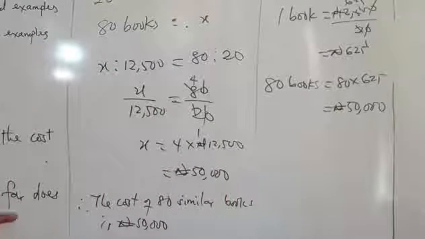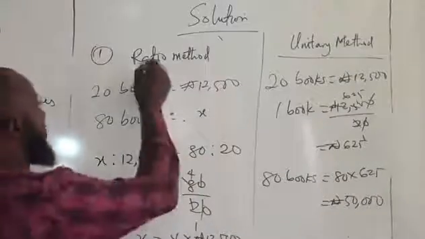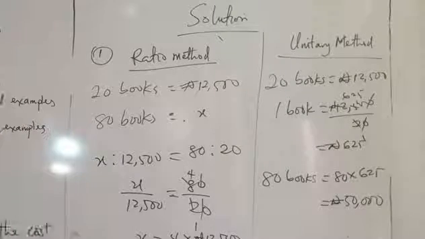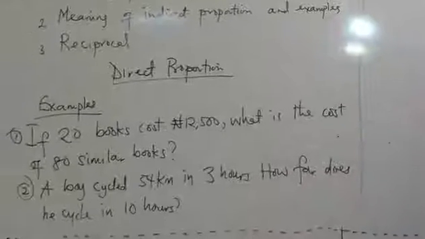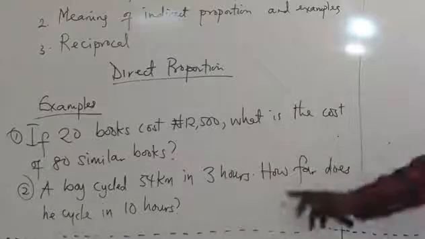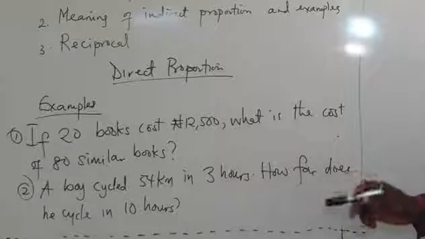So either of the two methods, if you use the ratio method or the unitary method, you still arrive at the same answer. So let's look at the second example and see how this one goes. Example 2 now. A boy cycled 54 kilometers in 3 hours. How far does he cycle in 10 hours? So let's analyze the question first.